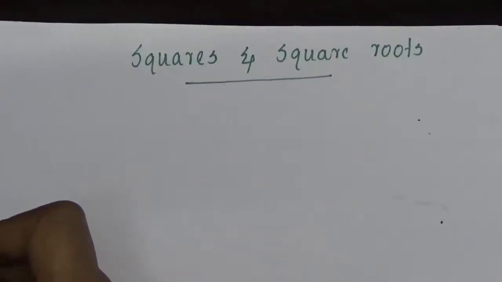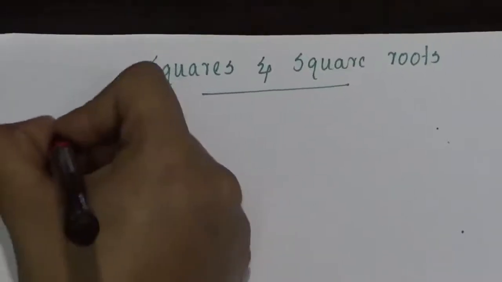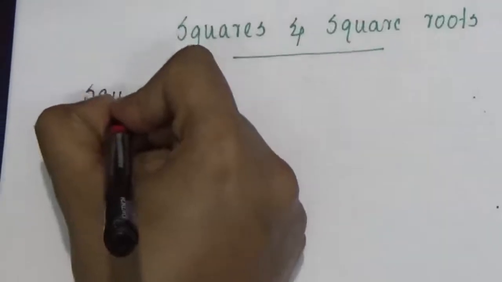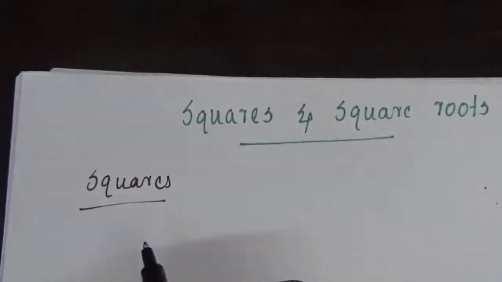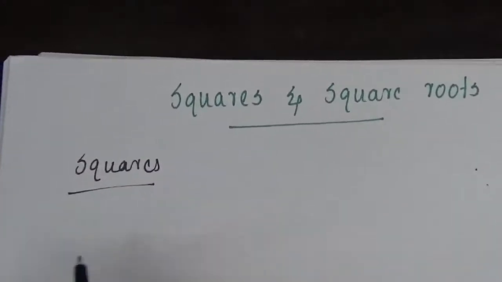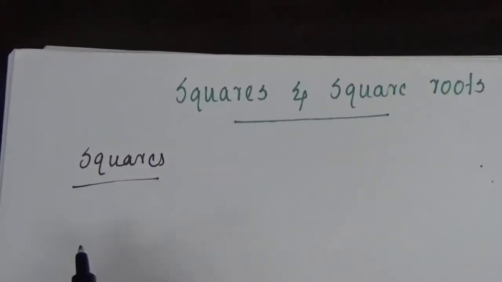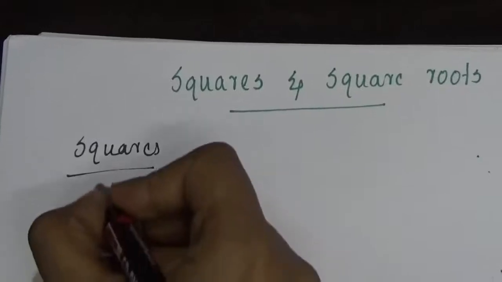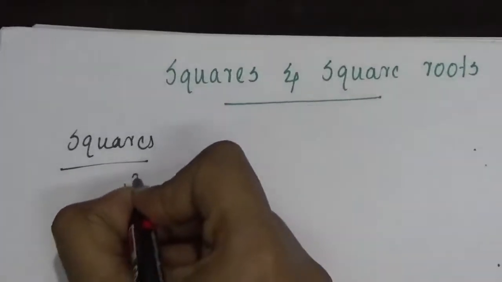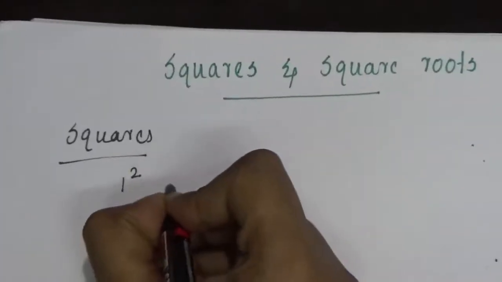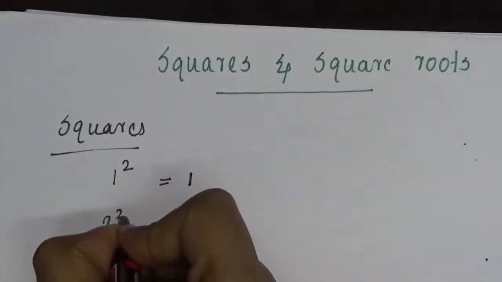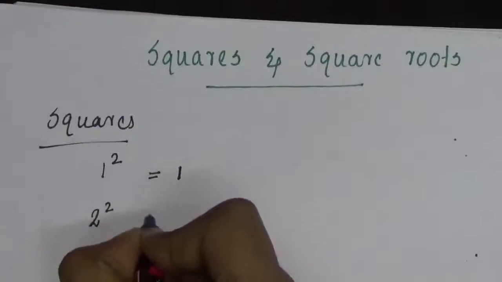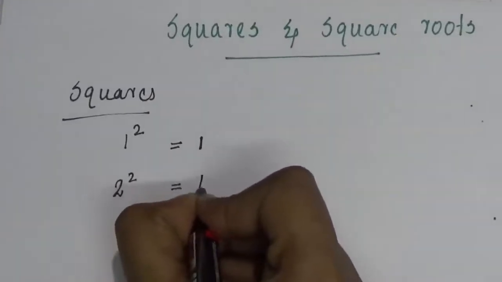Squares and square roots. So let's see what squares are. If a number is multiplied by itself, then the product is called the square of that number. So 1 square means 1 into 1, it is 1. Now 2 square, the square of the number 2, means 2 into 2, that is 4.